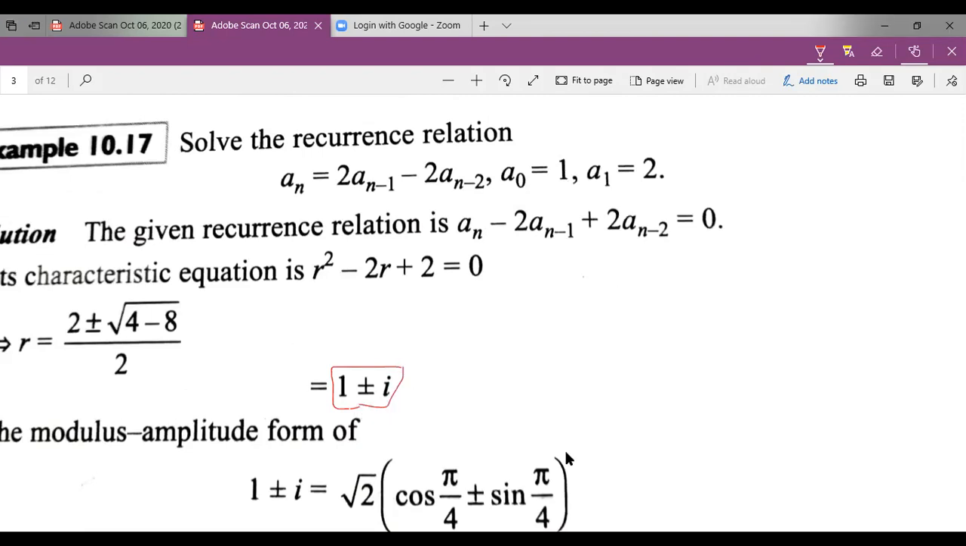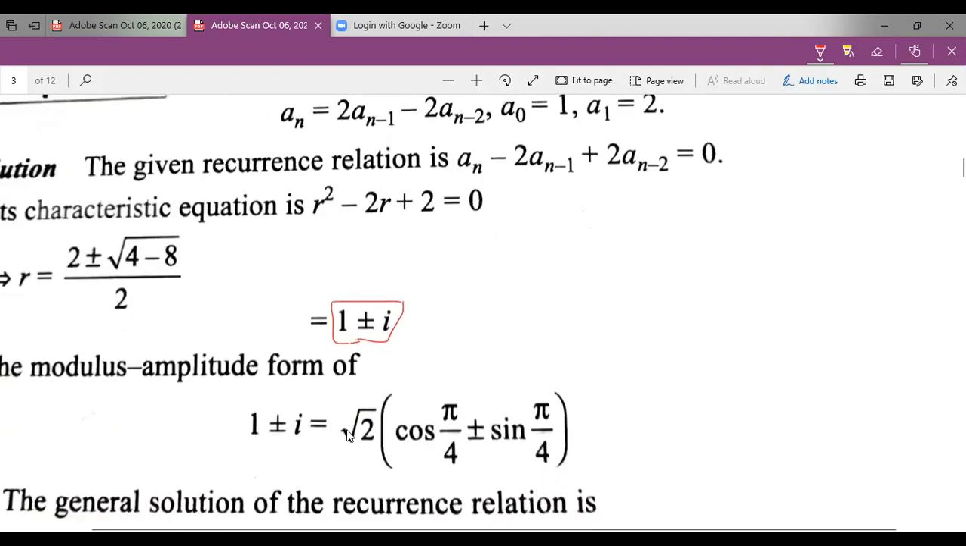So what is the solution for complex numbers? The root is 1 plus or minus i. Whenever we get a complex root, the solution is r to the power n into (cos n theta plus i sin n theta), where r is equal to the square root of x squared plus y squared. Here the x value is 1 and the y value is 1. So 1 plus or minus i is equal to root 2 (cos pi by 4 plus or minus i sin pi by 4).